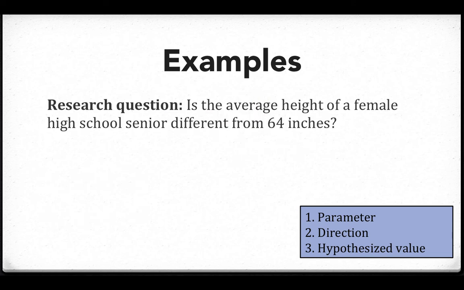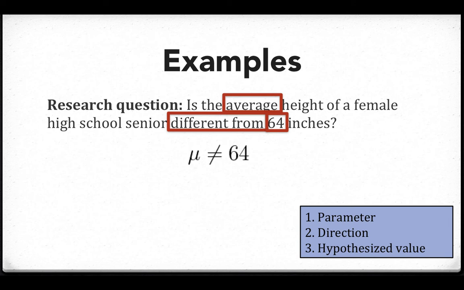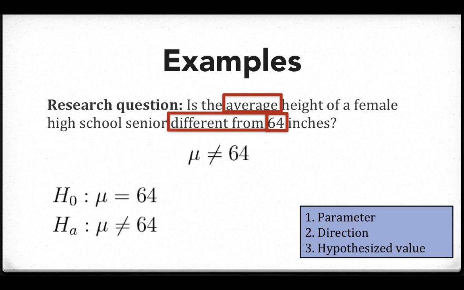Here's another example. Is the average height of a female high school senior different from 64 inches? We're going to be testing the average, so the parameter that we're interested in is mu. We're not given a direction in this example. We just want to know if the mean is different from 64 inches. This is a 2-tailed test. Our hypothesized value is 64. We want to know if mu is not equal to 64. So our null hypothesis is that mu equals 64, and our alternative hypothesis is that mu does not equal 64.